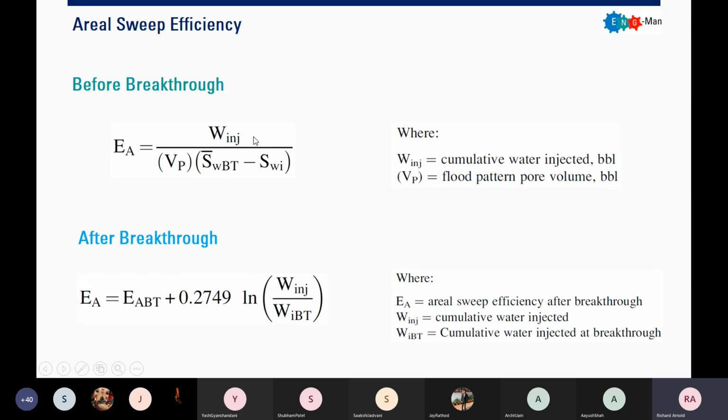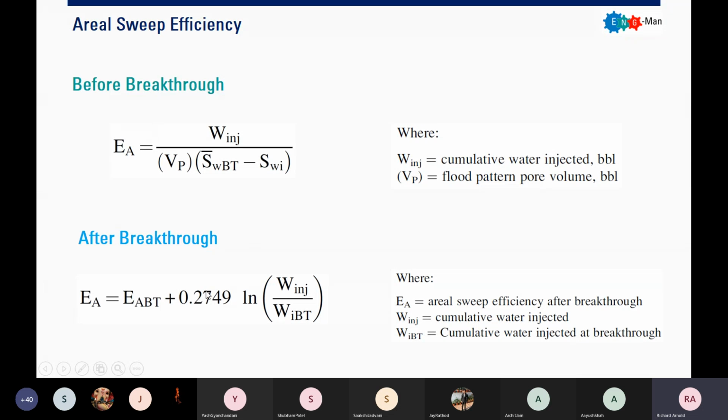So it is cumulative water injected divided by pore volume multiplied by the average water saturation at water breakthrough minus initial water saturation. And after water breakthrough, you can use this formula. Okay, so you need to calculate first the areal sweep efficiency at water breakthrough, and then you also need to calculate the cumulative water injected at breakthrough time. Okay, that's simple, the formula.